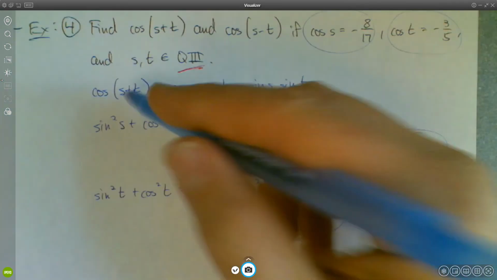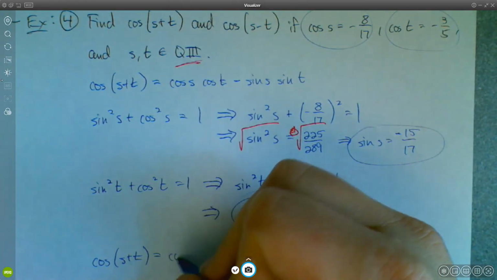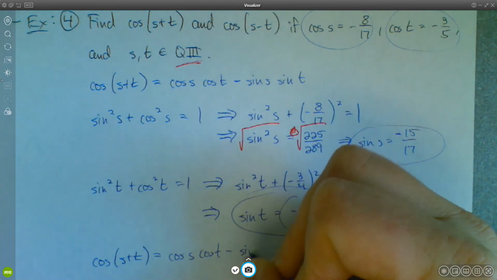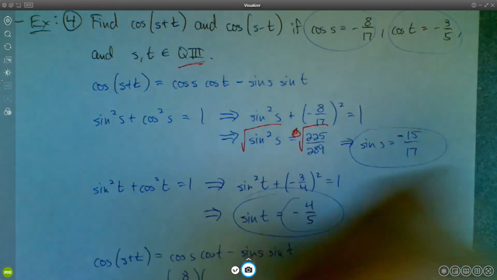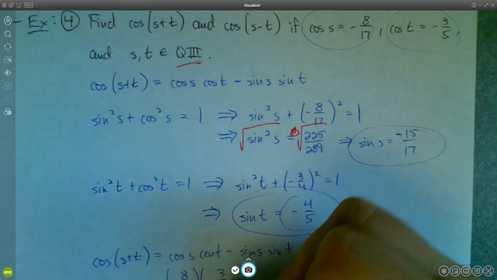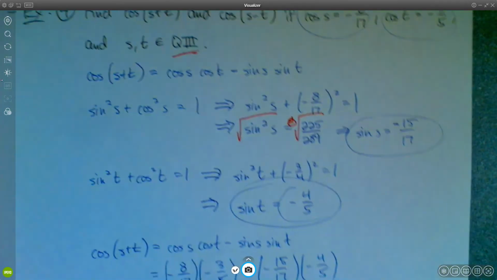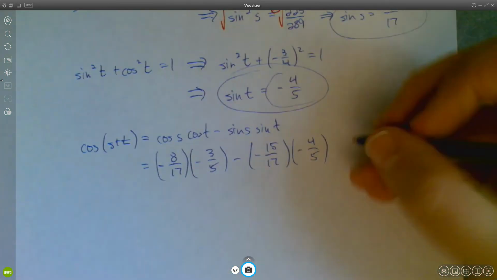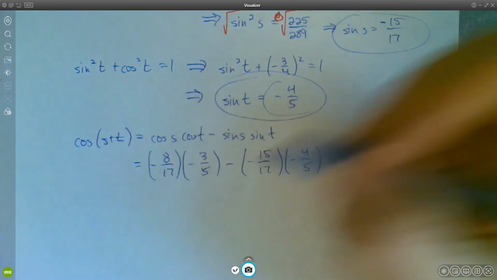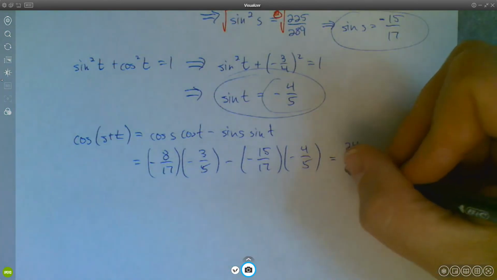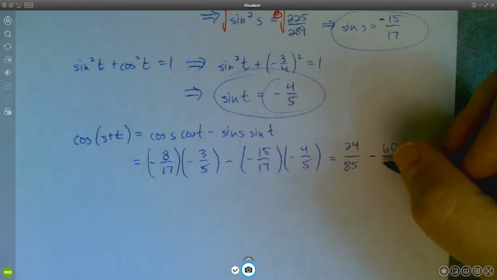So now I have all the pieces that I need in order to figure out cosine of s plus t. Right? It's cosine s, cosine t, minus sine s, sine t. So that's negative 8/17 times negative 3/5 minus negative 15/17 times negative 4/5. And the rest is just simplifying that mess. 8 times 3 is 24. 17 times 5 is whatever it is, 85. Okay, and then minus 15 times 4 is 60. 17 times 5 is again 85.